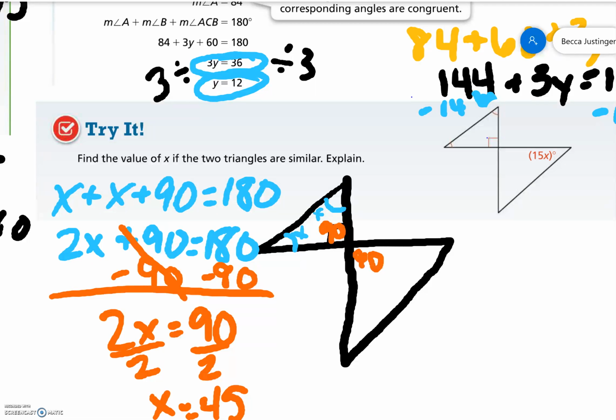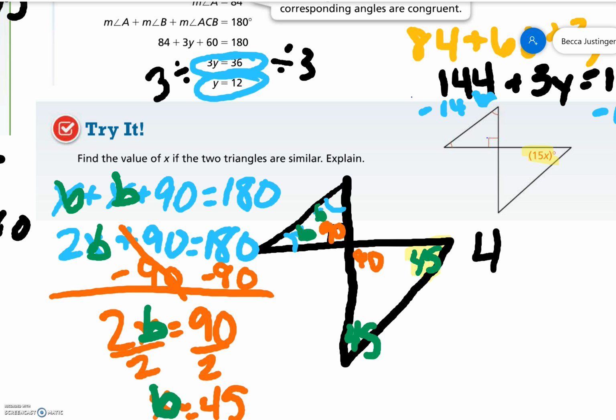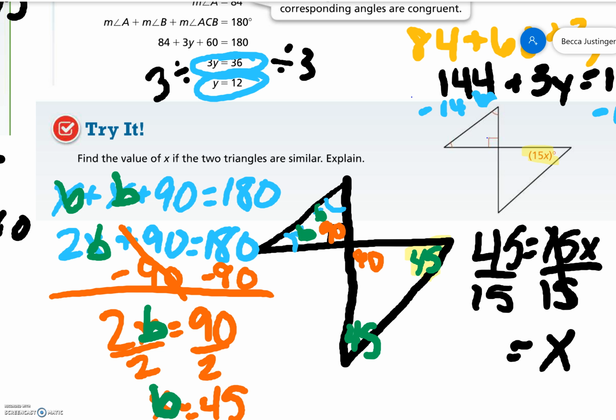Oh, I should not have used the variable x. Let's change that to b and b. b plus b is 2b. So b equals 45, which tells me that this has to equal 45 and this has to equal 45 if they are similar. So then this 45 matches up with our 15x. So now we are going to solve for x. Do you see why I wanted to use a different variable? So 45 has to equal 15x. Solving for x, we're just going to divide by 15. So x equals 3. Cool.